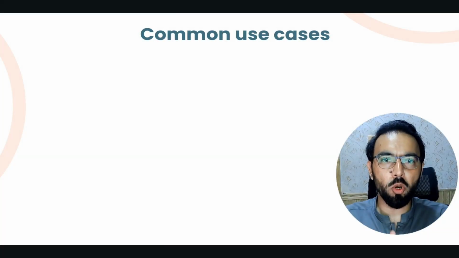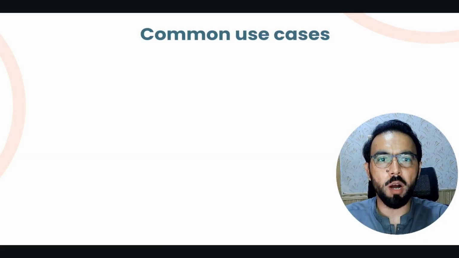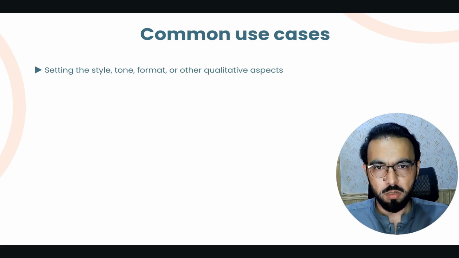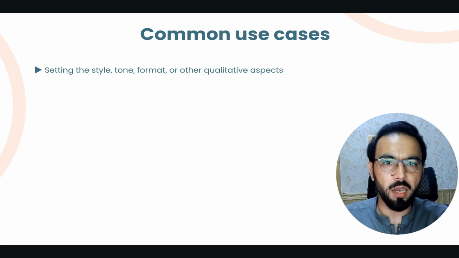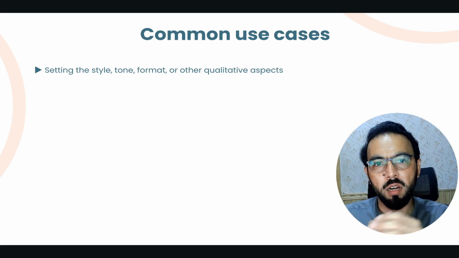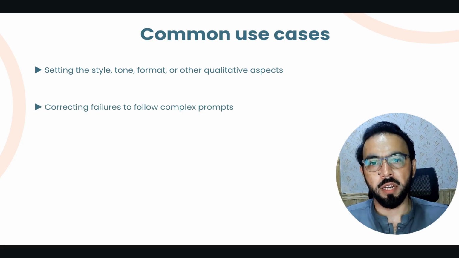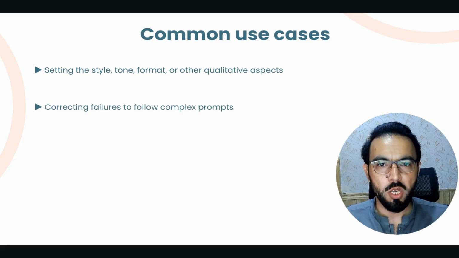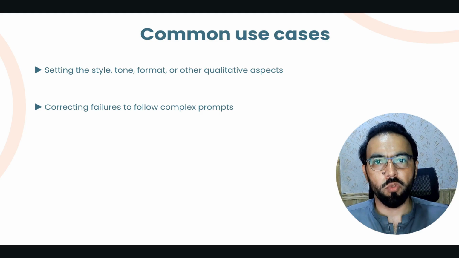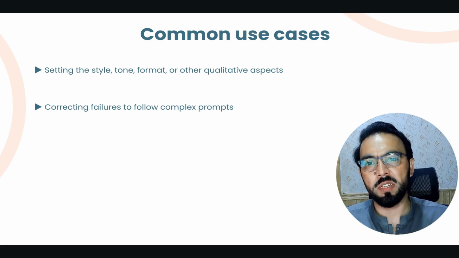So that was all about the demo, and now let's quickly see some common use cases of fine-tuning. Fine-tuning can be beneficial when you want to set the style, tone, format, or other qualitative aspects of the GPT model. Another use case is correcting failures to follow complex prompts. As we mentioned earlier, when the GPT model doesn't respond to your queries the way you expect, you need to give it examples after every response, and that way it gets trained and starts answering correctly.